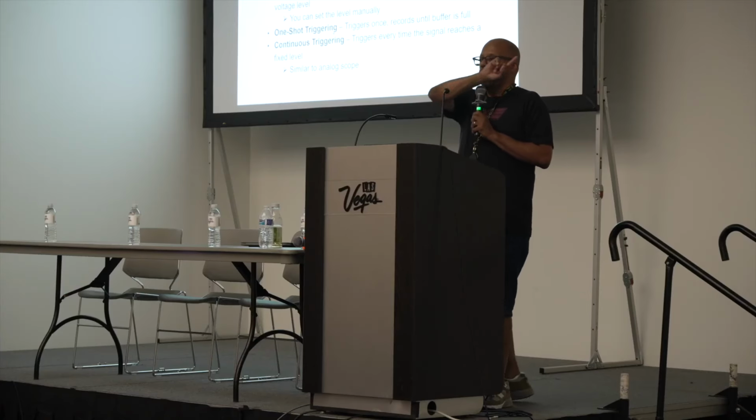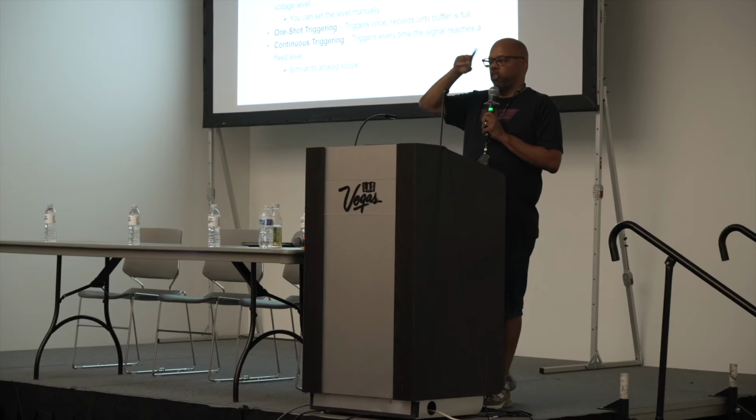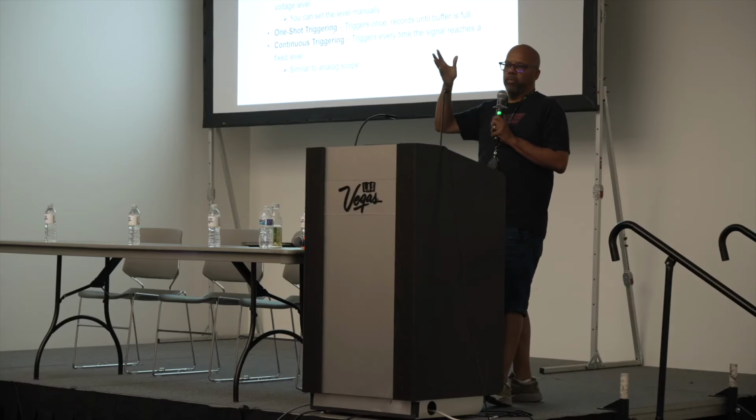Also, there's one-shot versus continuous triggering. So one-shot means record once and just put that on the screen and hold it there. Continuous means record once, put it on the screen, record again, put it on the screen, over and over and over. And so for a repeating signal, that's useful. You can see if it's changing or what. Similar to an analog scope.